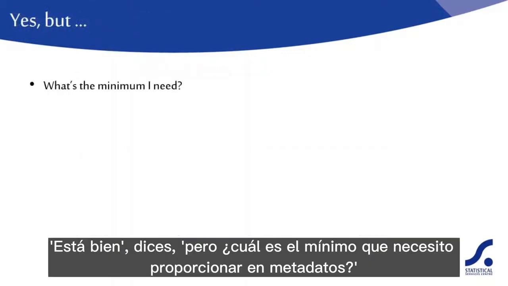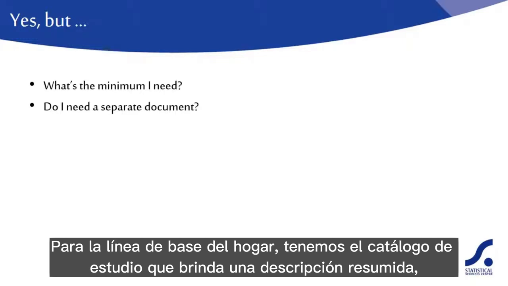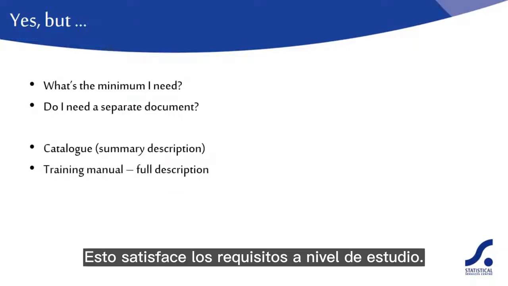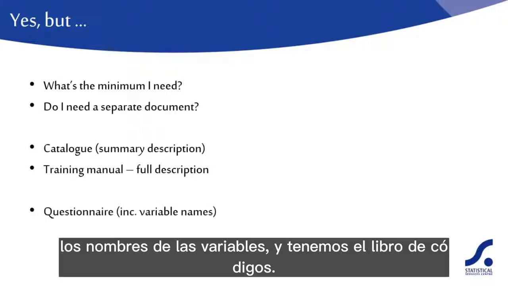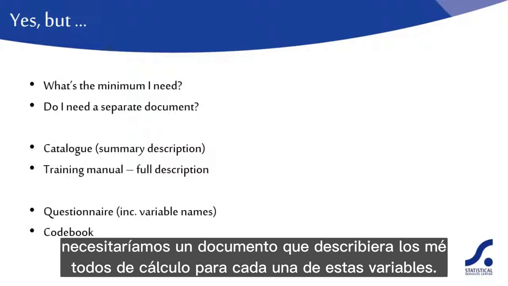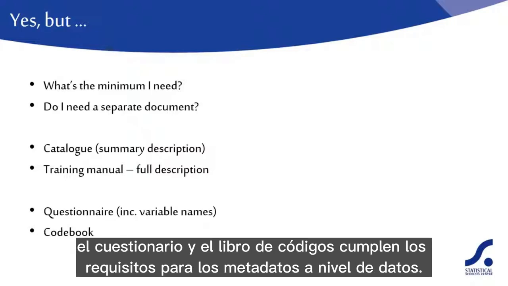OK, you say, but what's the minimum I need to provide metadata? Do I need to produce a separate document? Well, no, not necessarily. For the household baseline, we have the study catalogue giving a summary description, and we have the training manual giving a fuller description. This satisfies the requirements at the study level. At the data level, we have the questionnaire, which includes the variable names, and we have the codebook. If we had included any derived variables, we would need a document describing the calculation methods for each of these variables. But as there are no such variables included in our archived data, the questionnaire and codebook together fulfil the requirements for metadata at the data level.